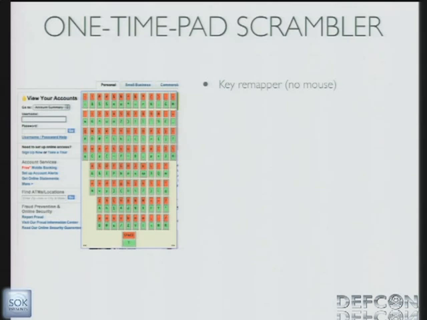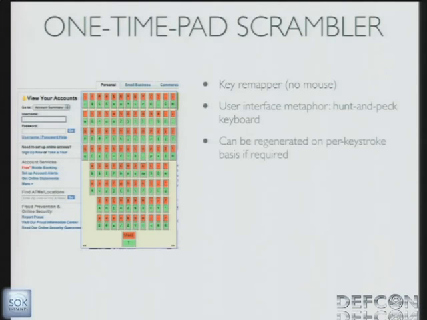So you look for the keys. The metaphor is for people who sort of type like I do by looking at the keyboard. You can regenerate it on a per keystroke basis, which is useful because this is a method that's susceptible to screen capture. But if you regenerate it on a per keystroke basis, you have to capture the entire screen on every single keystroke.